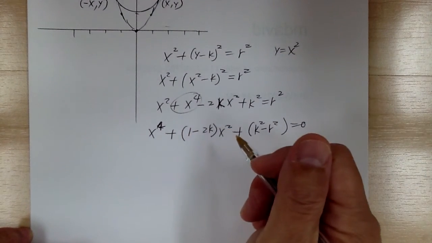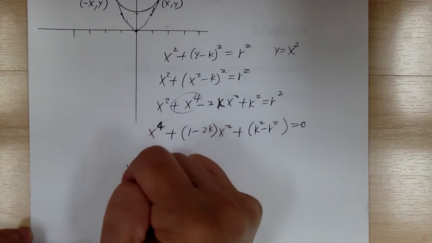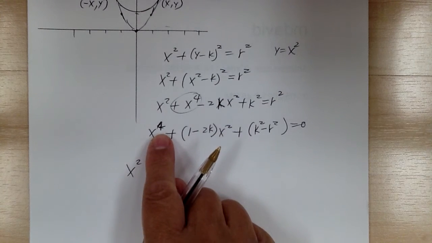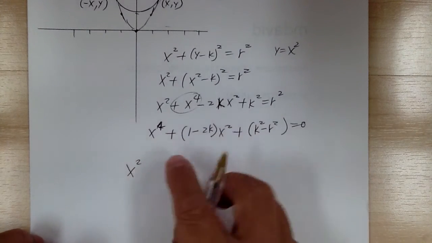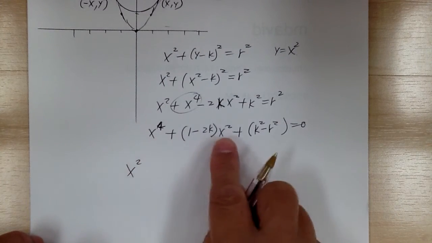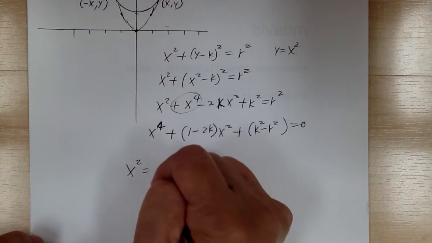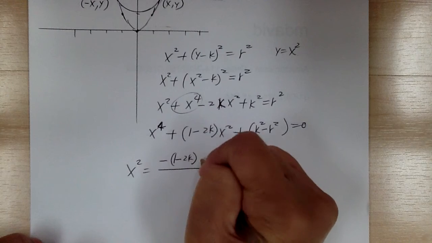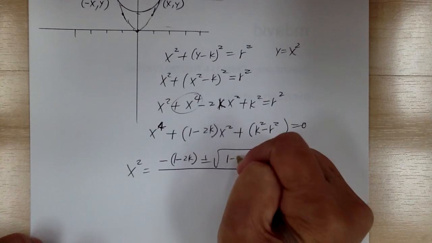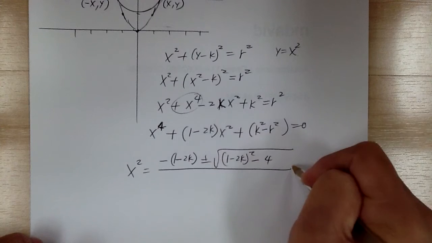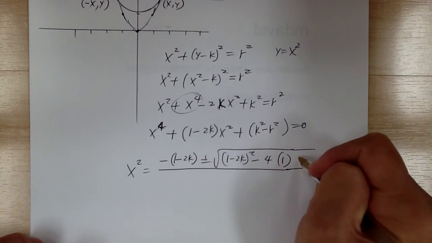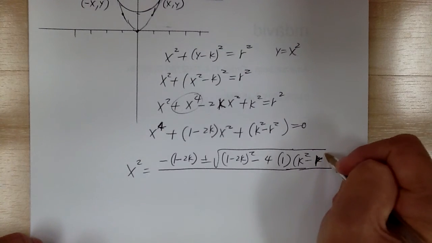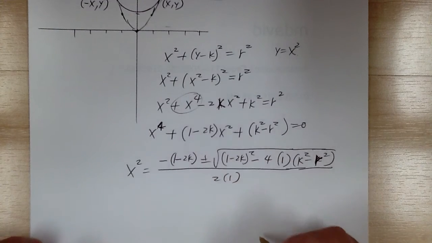Okay, then I'm going to apply the quadratic formula using x squared, right? Because this is x to the 4 and x squared. So I'm going to let x squared be the variable I'm solving for. Now, if you're not comfortable with this, you can let z equal x squared, and you can solve for z. Same thing. So x squared equals negative b plus or minus the square root of b squared minus 4ac, over 2a.